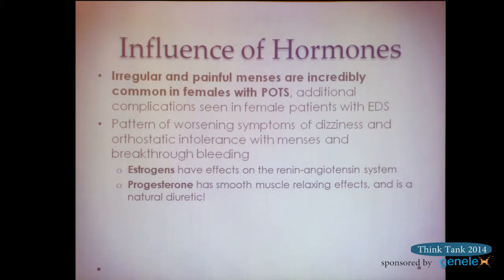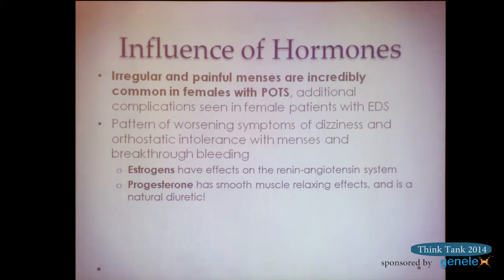So I'll talk about the influence of hormones because I think so many of the female patients that we have really suffer from this. So irregular and painful menses are incredibly common in females with POTS. And additional complications are seen in female patients with Ehlers-Danlos syndrome and other chronic metabolic or other diseases. There's a pattern of worsening symptoms and dizziness and orthostatic intolerance with menses and breakthrough bleeding. So if they're already on something and they're having breakthrough bleeding, the same problems occur.